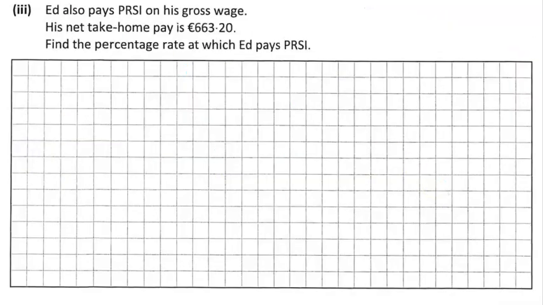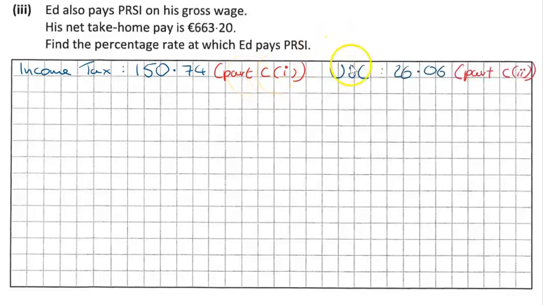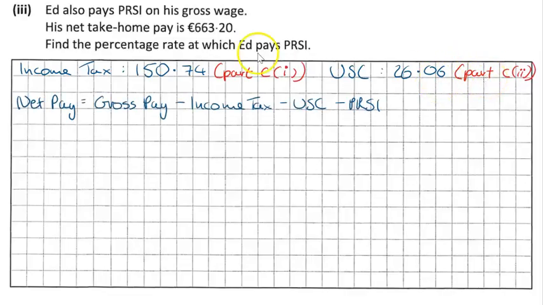Part 3. Ed also pays PRSI on his gross wage. His net take-home pay is €663.20. Find the percentage rate at which Ed pays PRSI. So income tax is 150.74. That's from Part C1. USC is 26.06. That's from Part C2. And net pay is equal to gross pay minus income tax minus USC minus PRSI.